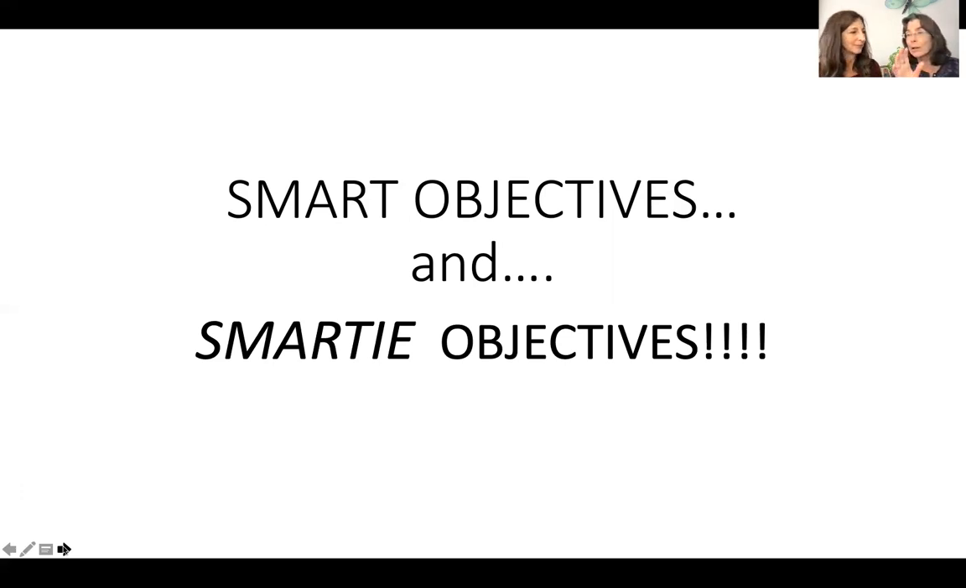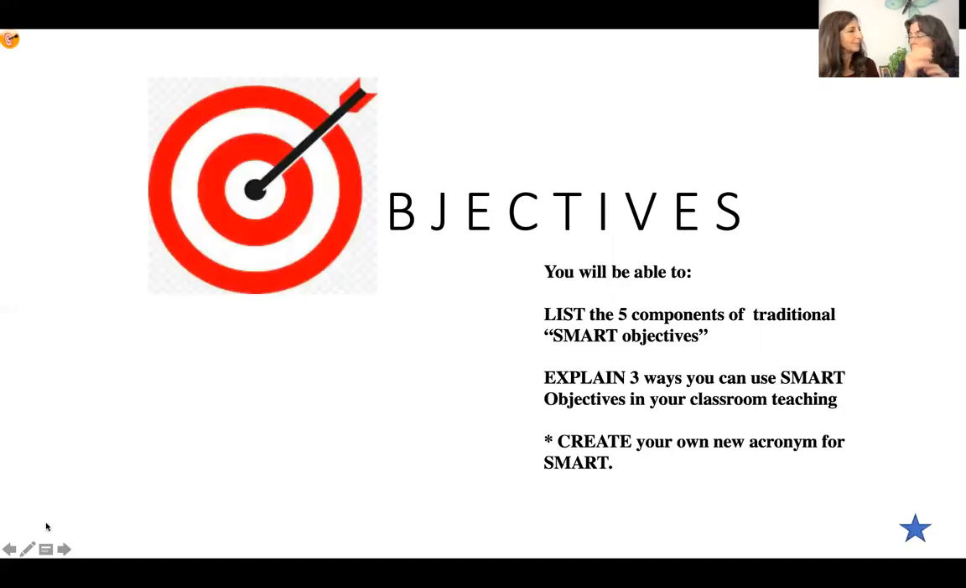Okay, now remember when we talk about objectives, we often use a target with an arrow in it. So let's think about the objectives for this lesson. Our objectives will be to list the 5 components of traditional SMART objectives. And then we're going to explain 3 ways that you can use SMART objectives in your teaching and lesson planning.